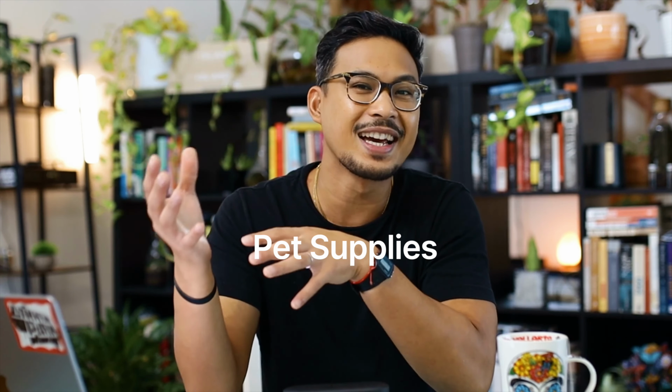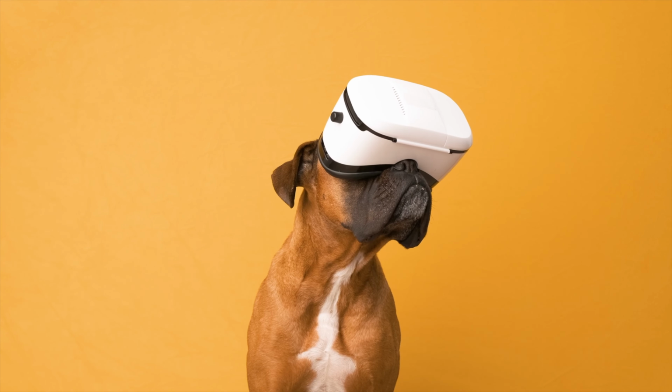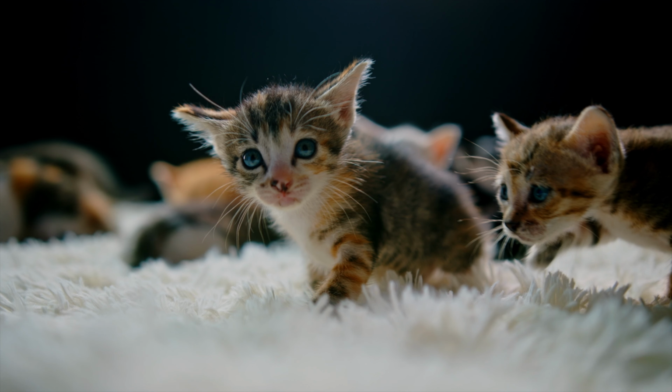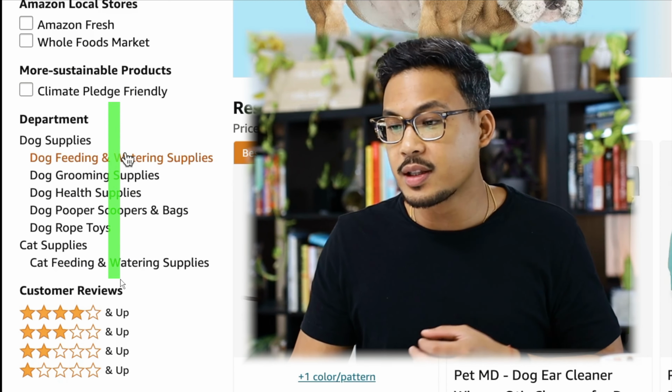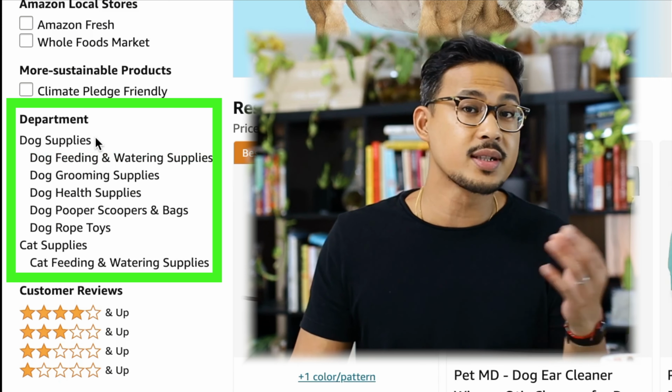So the first step is we're going to figure out what category we want to sell in, so that way we have a starting point. For the purpose of this example, I'm going to select pet supplies, so that I can show you how the process works. The key thing here is to find a subcategory. For pet supplies, I can choose dog supplies, cat supplies, it could be for reptiles, fish, and so on and so forth.